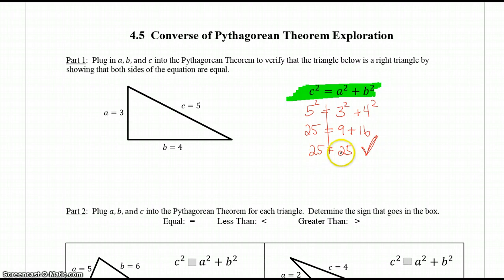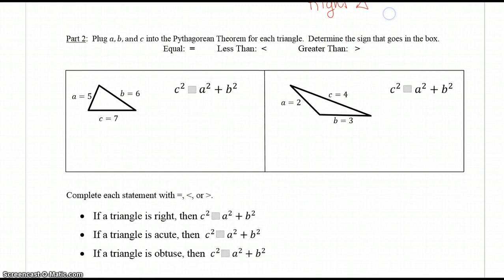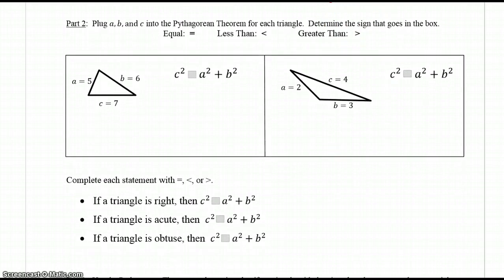So since 25 equals 25, since this is an equal sign and it is true, this is indeed a right triangle because the Pythagorean theorem works, and the Pythagorean theorem can only be used for right triangles. Okay, so let's look below in part 2. It says plug A, B, and C into the Pythagorean theorem for each triangle. Determine the sign that goes into the box: equal, less than, or greater than.